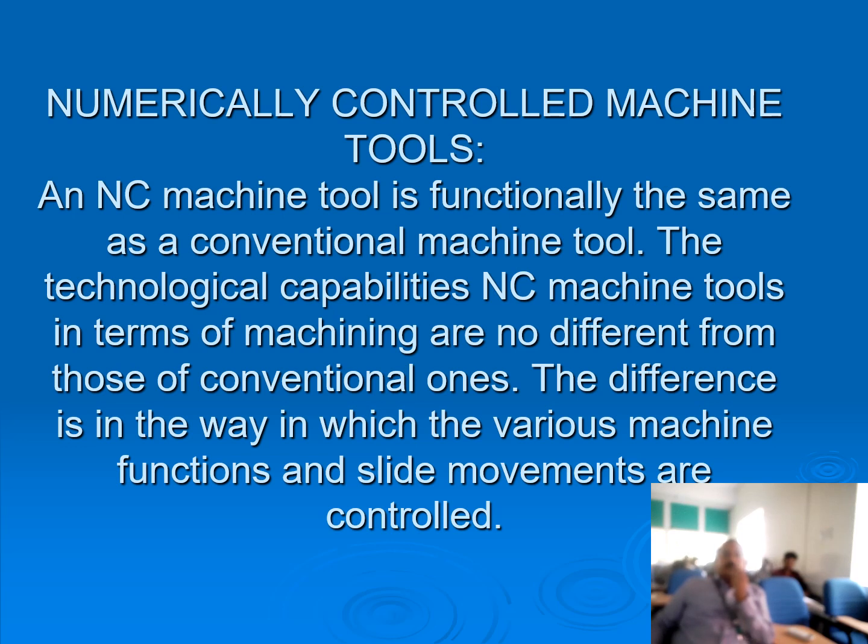Now, numerically controlled machine tools. An NC machine tool is functionally the same as a conventional machine tool. There is not much difference between a tool used in an ordinary lathe and a CNC lathe. The technological capabilities of NC machine tools in terms of machining are no different from those of conventional ones. When you use a drill bit in a conventional drilling machine, the same drill bit can be used in CNC also.